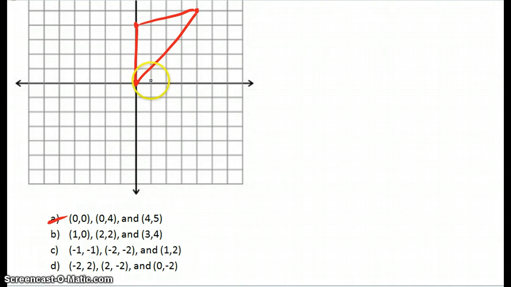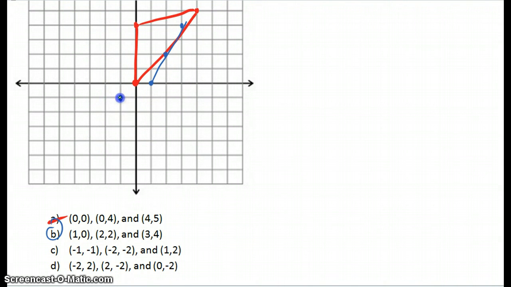Answer B, we go over 1, 0, 2, 2, and 2, 2 should have been here. And 3, not 4. If we try to plot these, it does not work. So we think that that's our answer. We have to make sure. So that means we want to go ahead and plot our other points.